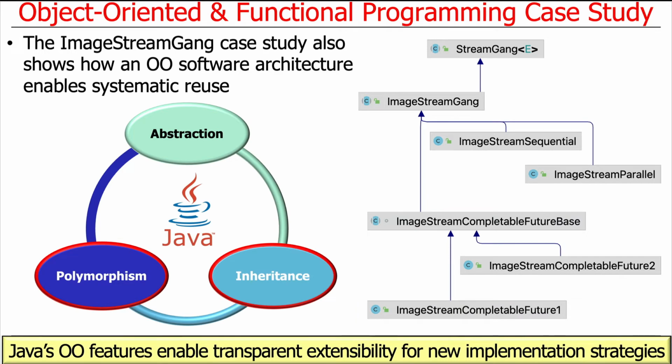Java's object-oriented programming language features, such as inheritance and dynamic binding, make it possible to extend the existing superclasses, thereby adding new capabilities to the framework without perturbing any of the other code that exists. In other words, these extensions can be done in a way that's transparent to the rest of the software.